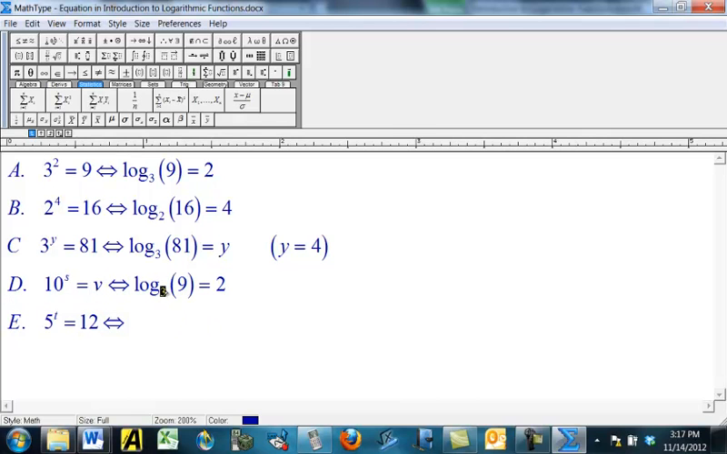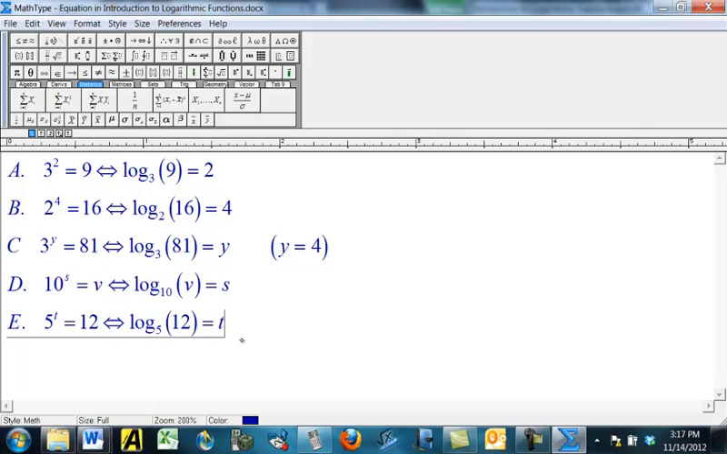Okay. This time the logarithm is base 10. The logarithm is s, so that's over here by itself, and then that leaves must be the v that goes here. Okay, this time the last one, the base is 5, the logarithm is t, so that's the power here, which goes out here, and that leaves must be 12 here.